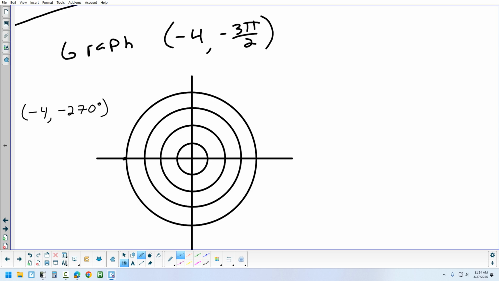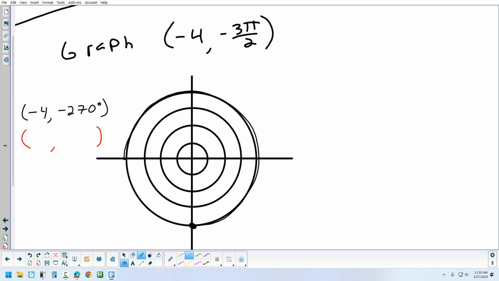Actually, I don't want to put a point there. No, it would be on the bottom. That's counterclockwise. She was supposed to go clockwise. It's the bottom axis. So negative, we're going which way? Clockwise. So she was right the first time. So you would end up right there. Okay. What's another way you could write that same point?